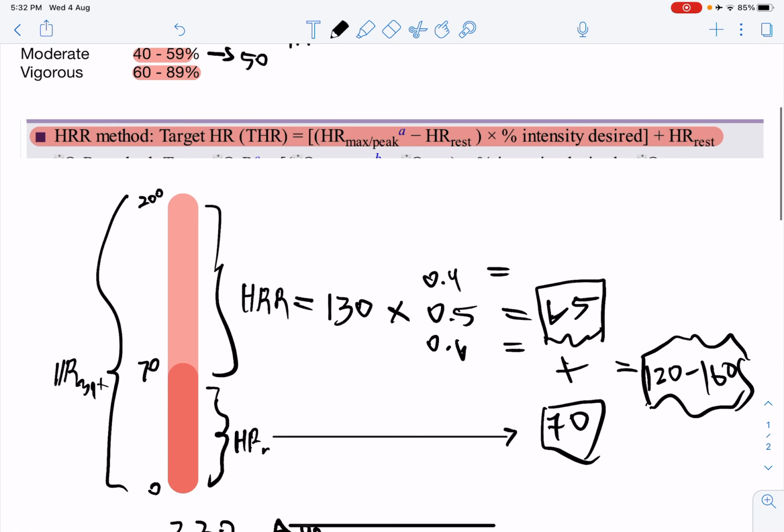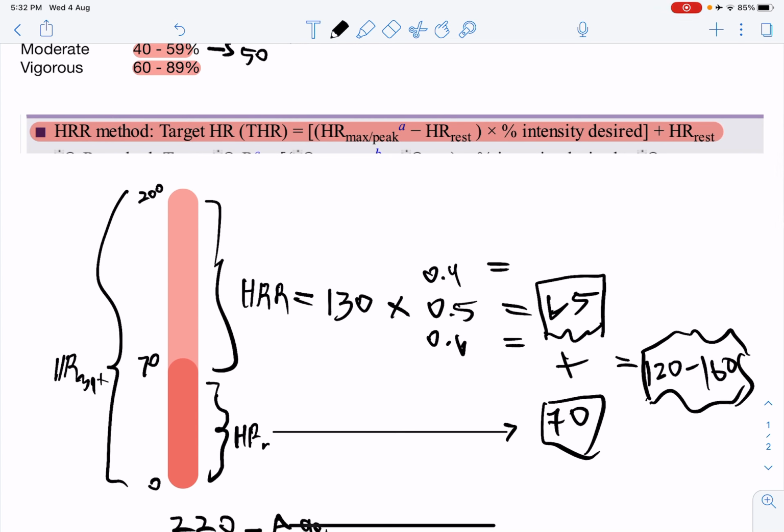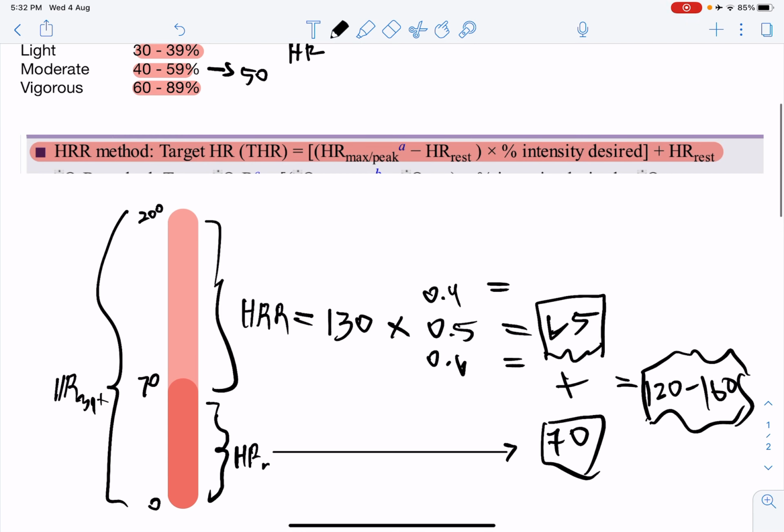So you can use this formula. This is the formula that I just drew. So you have your maximum heart rate minus heart rate at rest. You can calculate this using 220. There are some other formulas, but you can use this. It's good enough. 220 minus age, and then you minus that with your heart rate at rest, and then you times your desired intensity levels. Usually use two numbers, let's say 0.4 and 0.6, and then you plus that with heart rate at rest.